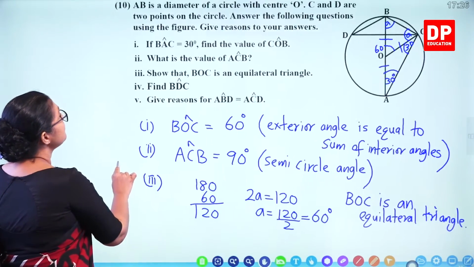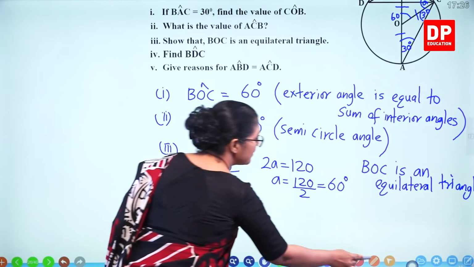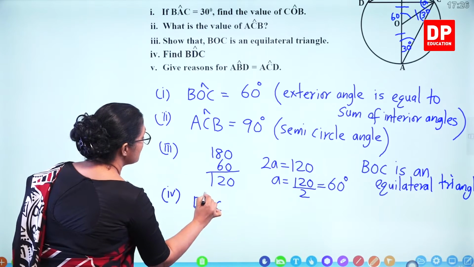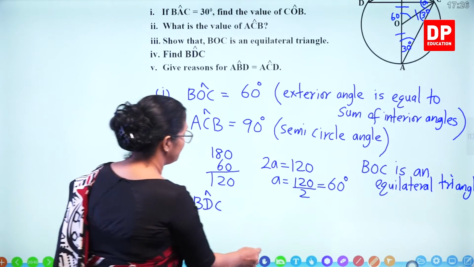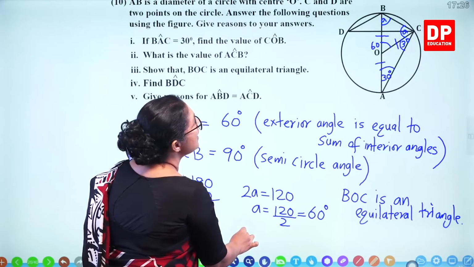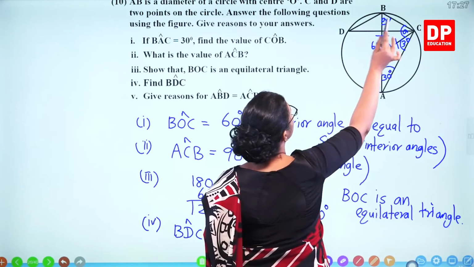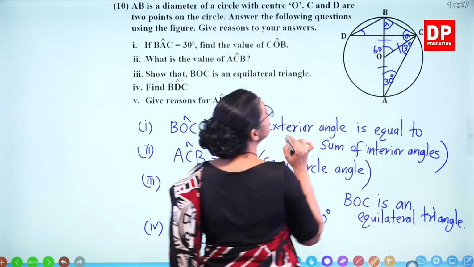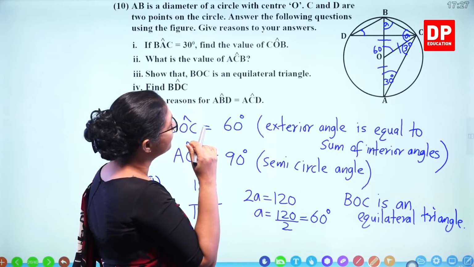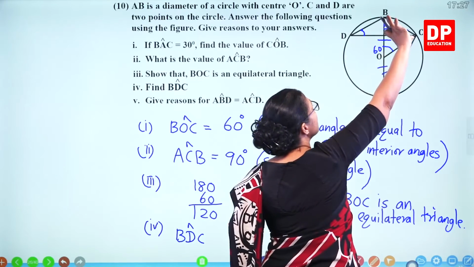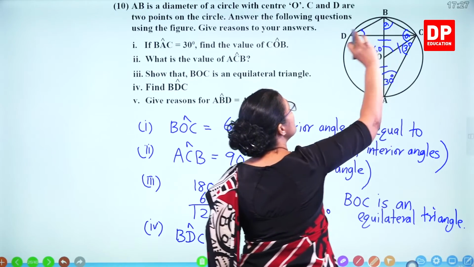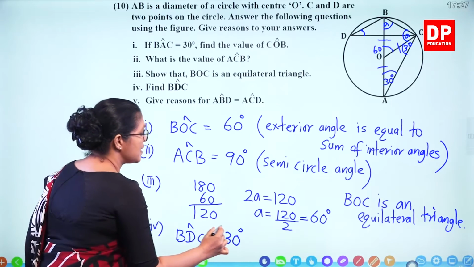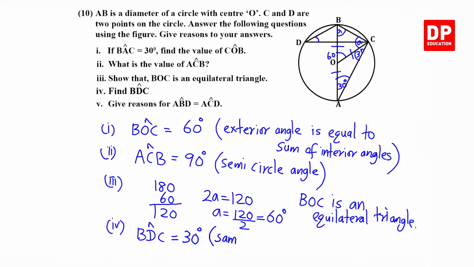Next part, BDC. What's BDC? This angle. Look at BC arc. Same segment angle. So BDC is equal to 30 degrees. Same segment angles are equal.